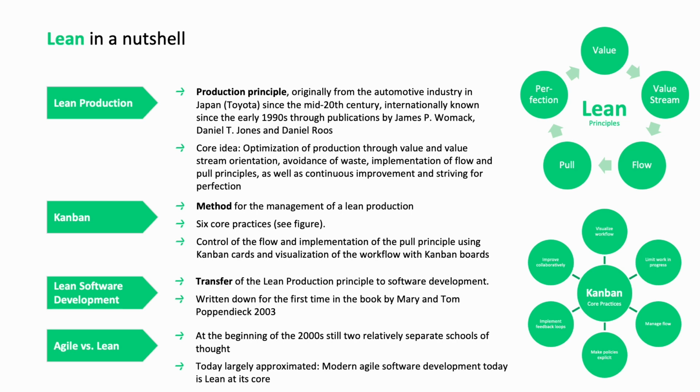Well, at the beginning of the 2000s, lean and agile were indeed still two relatively separate schools of thought. Today, the perspectives have largely converged. Today, modern agile software development is always lean at its core, or, if you will, agile is a subset of lean or a lean plus X.